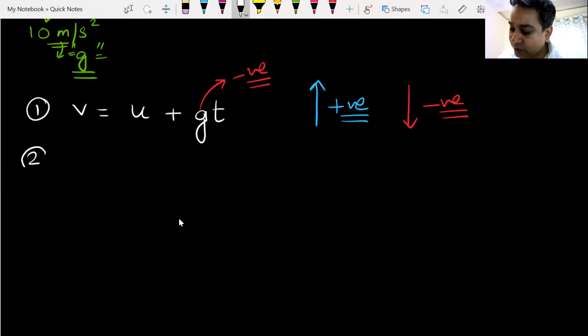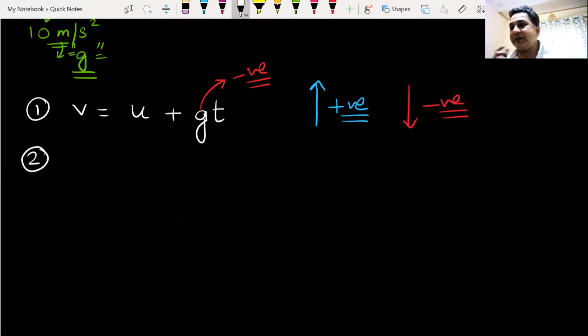Can anyone tell me what would be equation number 2 with proper sign convention? What will be equation number 2, for motion under gravity? Waiting for your answers. No one knows equation number 2? See, nothing has changed. Equations don't change. The equation remains the same.